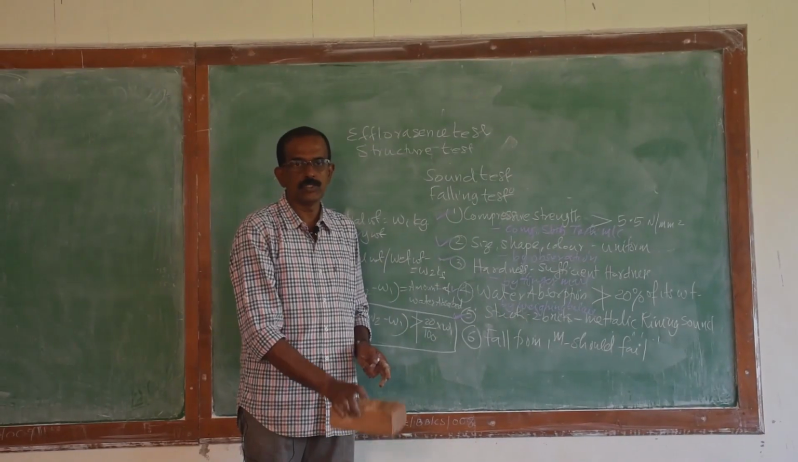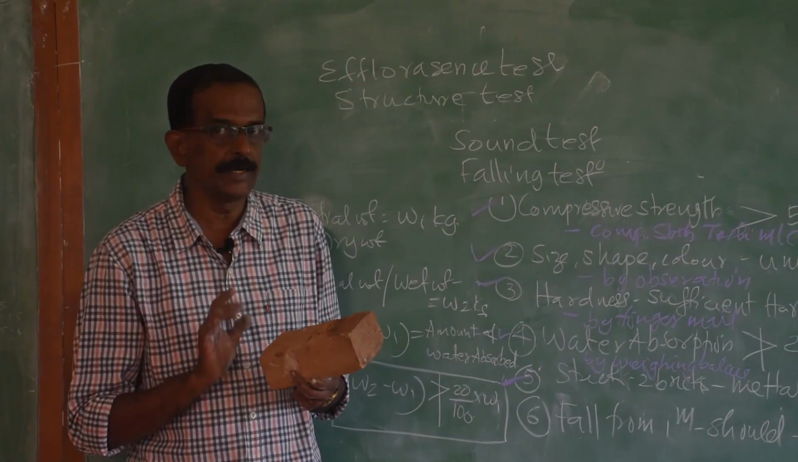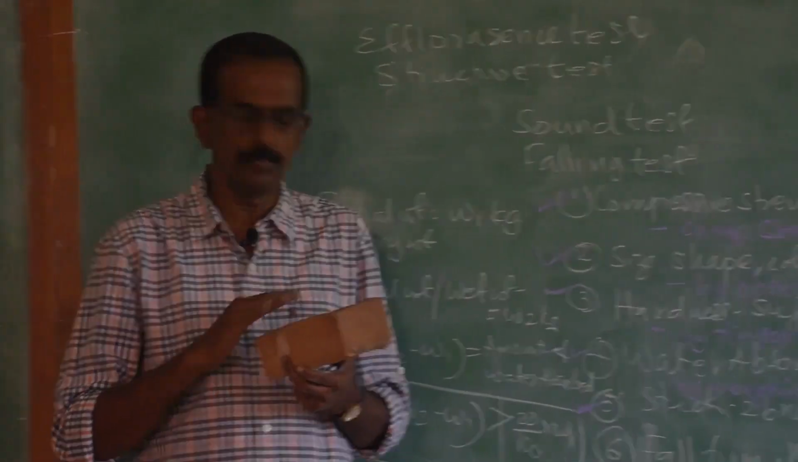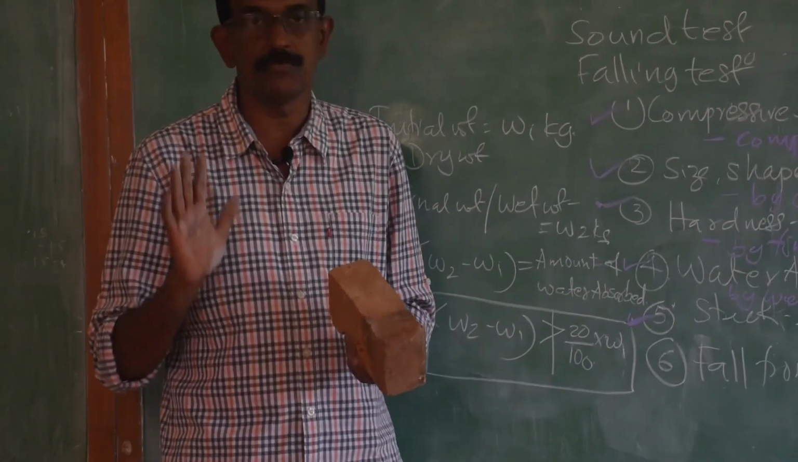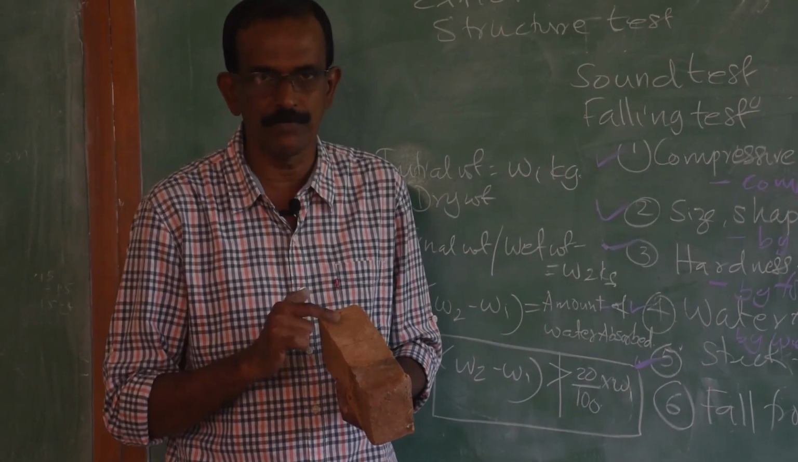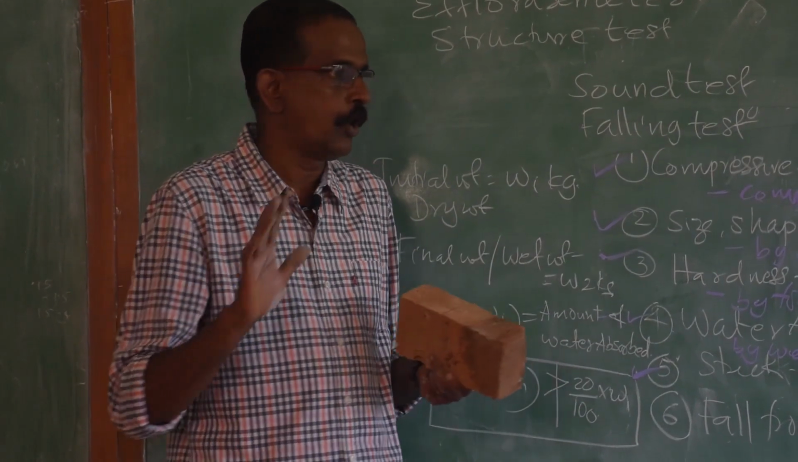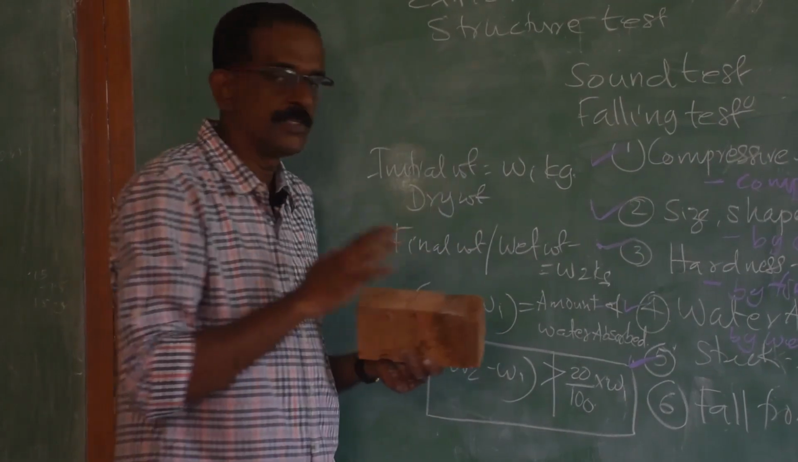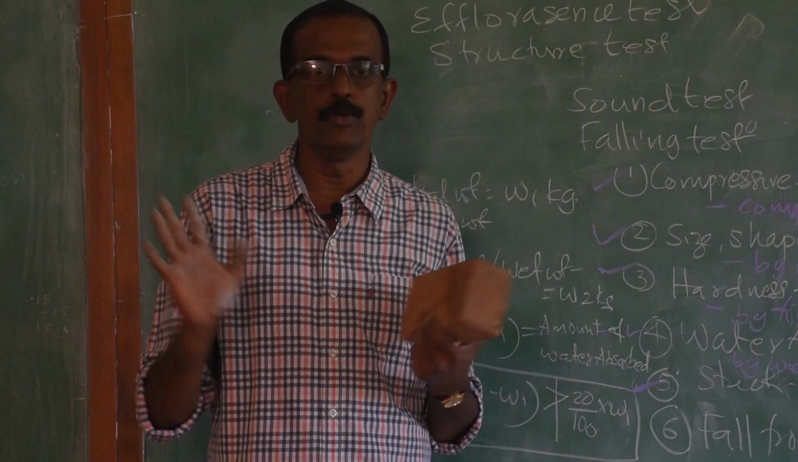After 24 hours, take it out and dry the brick under a shade. Under a shade means not under direct sunlight. You can keep it inside the room and dry the brick and see whether there is any color change on the surface, any deposits on the surface. If there is no color difference or no deposits on the surface, we can say this brick is totally free from all the chemicals, impurities, etc.